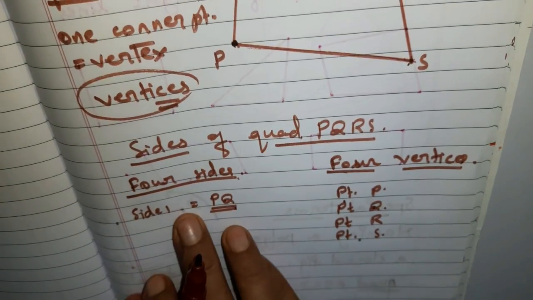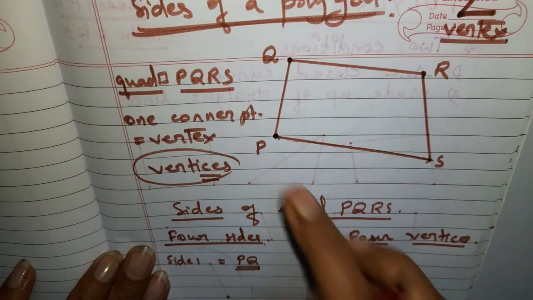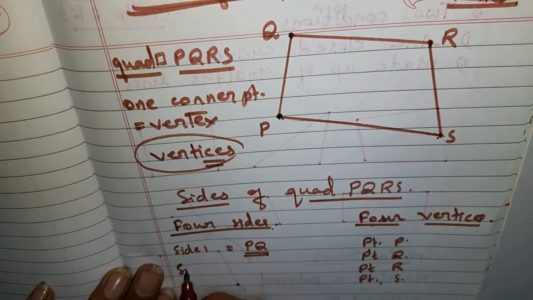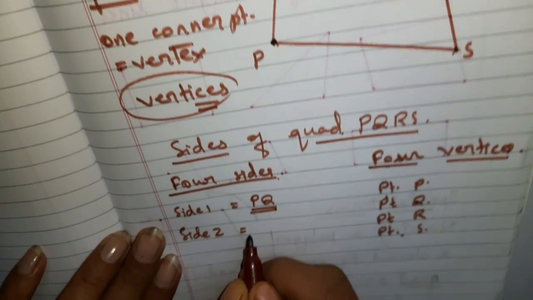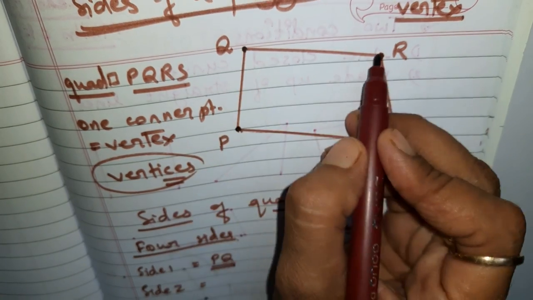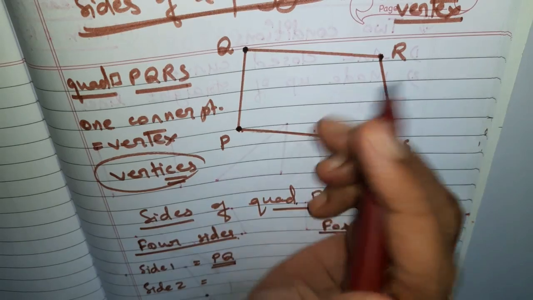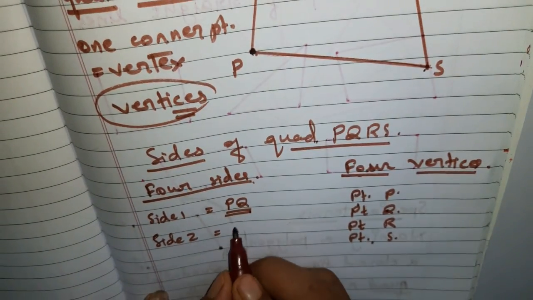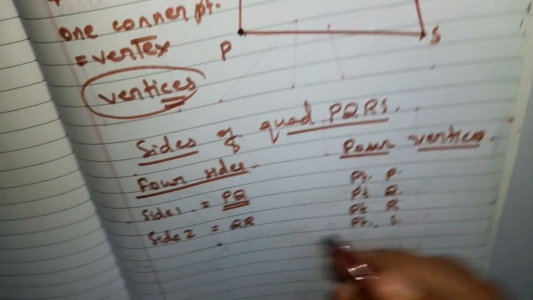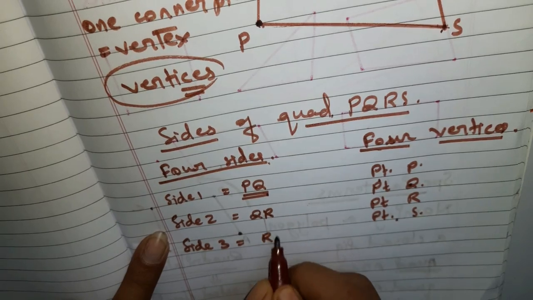So you will write side 1 as PQ. Okay, this side is PQ. You can see here, this is PQ. So here the side 1 is PQ. What is the side 2? Side 2 is QR. You can see here QR. Now here this is one endpoint and this is the other endpoint of this side. Okay, so this is QR. So another side is QR. What about the third side? Third side is RS. So let us write the third side is RS.